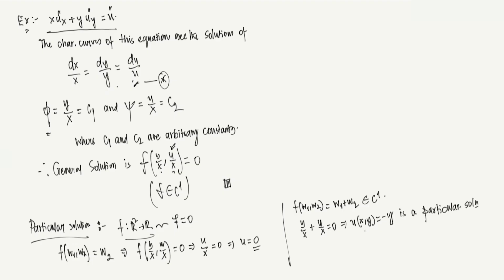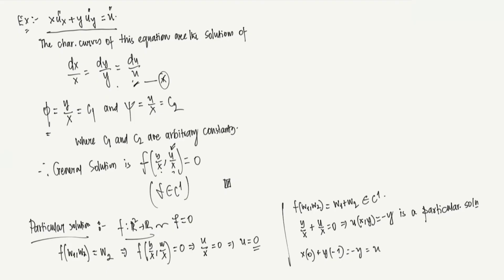Let's see. If u equals to minus y is a solution, let's look at the equation. x times u of x: what is u of x? If u is minus y, u of x is 0. Plus y times u of y: if u is minus y, what is u with respect to y? It is minus 1. So this is basically minus 1 times y, which is u. So you see, that solves the problem.